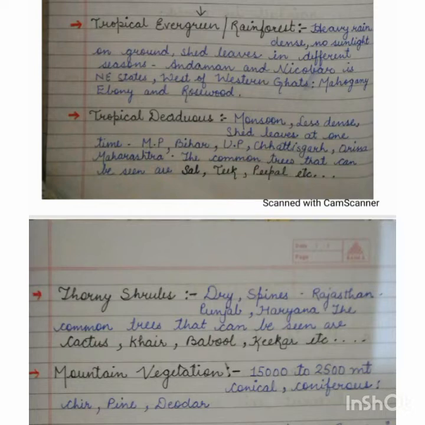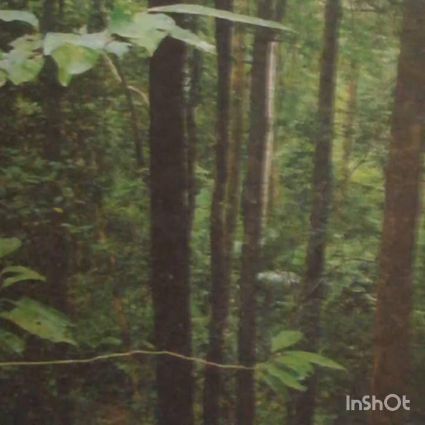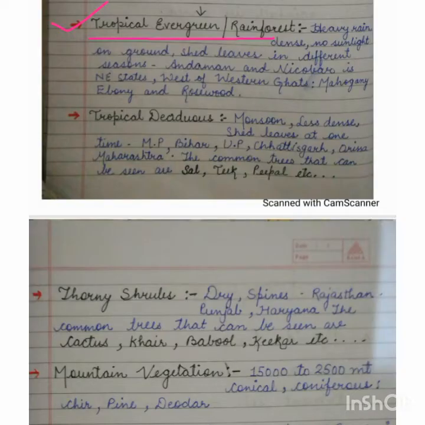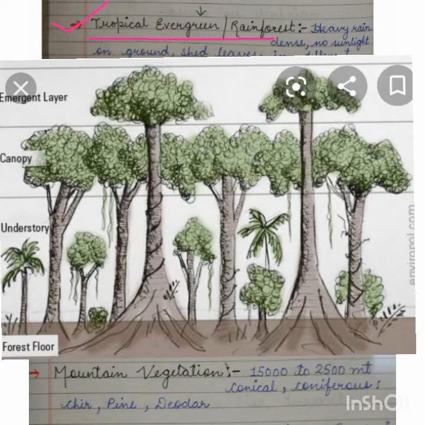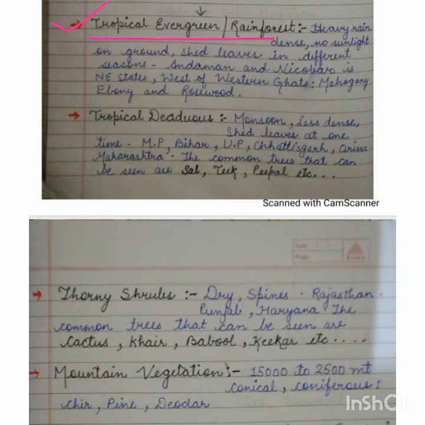Now let's understand these natural vegetation one by one. Coming to the first, tropical evergreen forest. These forests are found in the areas receiving heavy rainfall, more than 200 centimeter annual rainfall. They are very dense. Even the sunlight does not reach the ground. Numerous species of trees are found in these forests. Different types of trees shed their leaves at different times of the year. Therefore, these forests always appear green and are known as evergreen forest.